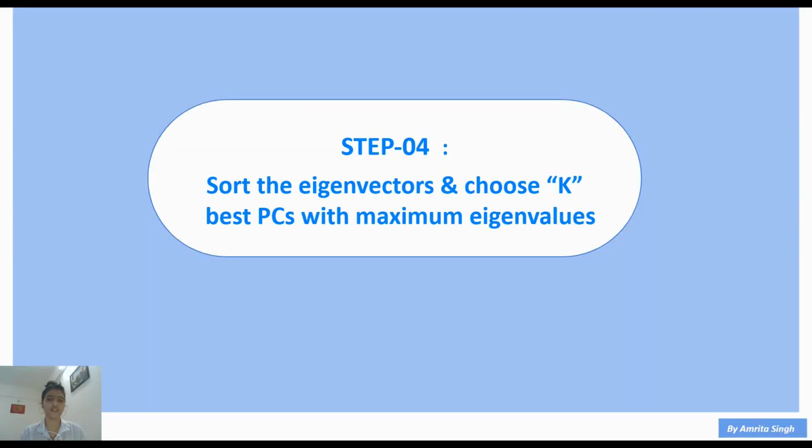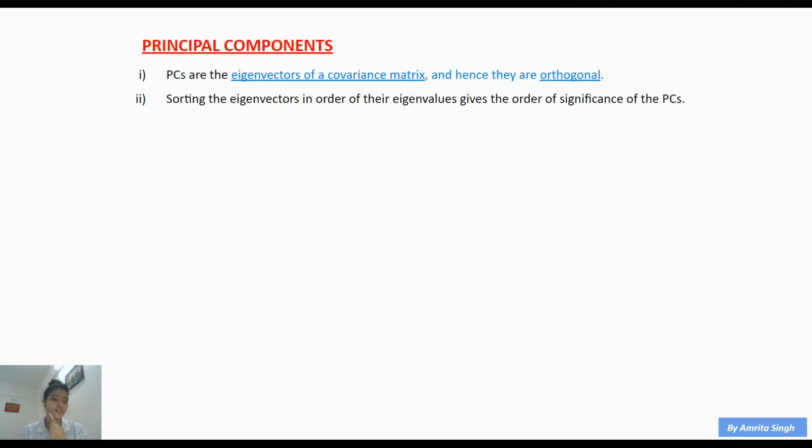Okay, so now the first step. In the previous step, you already saw how we obtain the eigenvectors and eigenvalues from the covariance matrix. In this step, we will be sorting these eigenvectors, or principal components, based on the eigenvalues. At the end, we'll be choosing the top K best principal components, or eigenvectors.